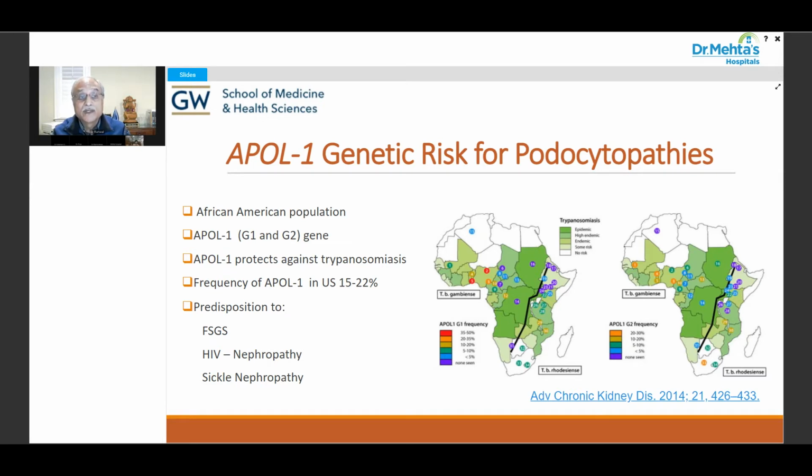And right now, the APOL1 frequency in the US is about 15 to 20% of the African American population. This APOL1 gene is now very well known to be associated not only with focal sclerosis, but also to predispose these patients to HIV nephropathy, as well as sickle nephropathy.